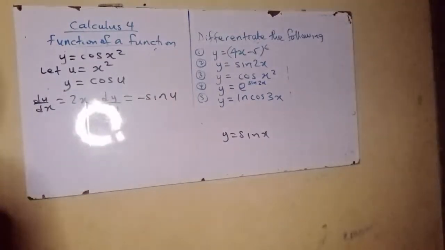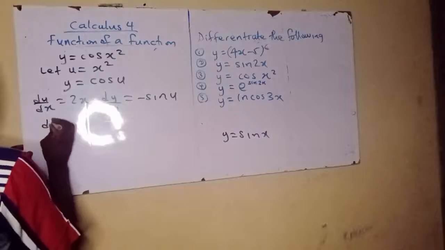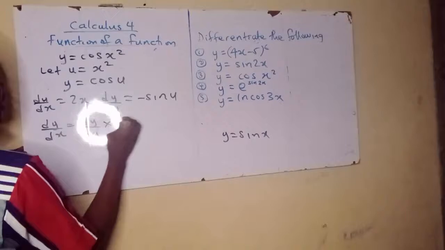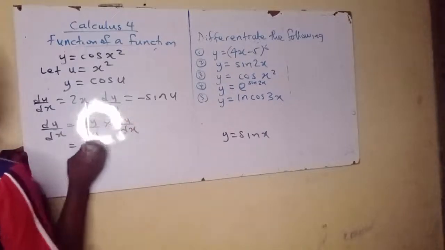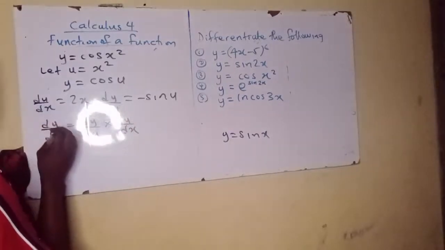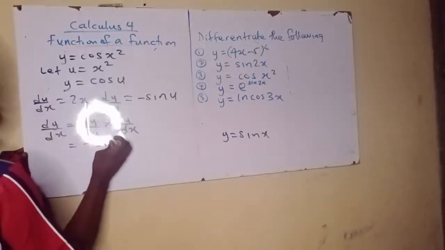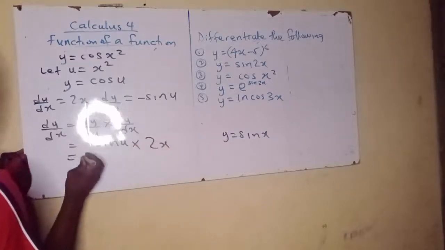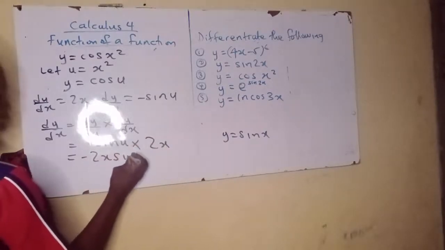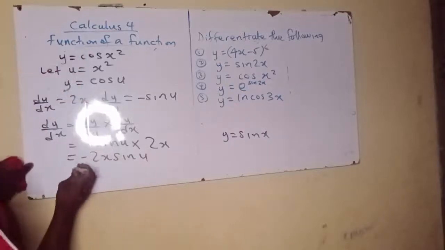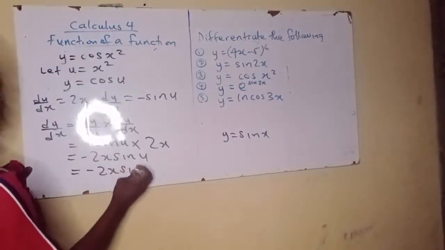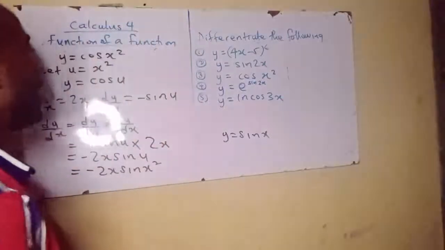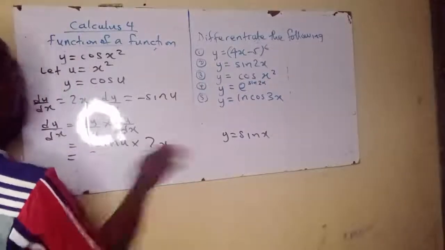Now if we want to solve it, I can say dy dx equals to dy du times du dx. What is dy du? Dy du will be minus sin u. What is my du dx? 2x. So what I will get is minus 2x sin u. Everybody knows that u is x squared, so I get minus 2x sin x squared. So that is how it goes. Let us look at the fourth one.